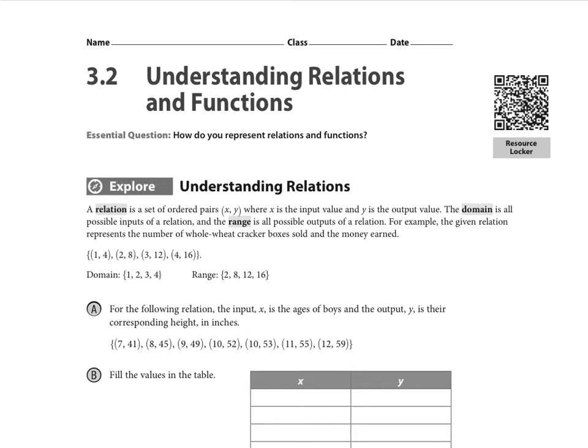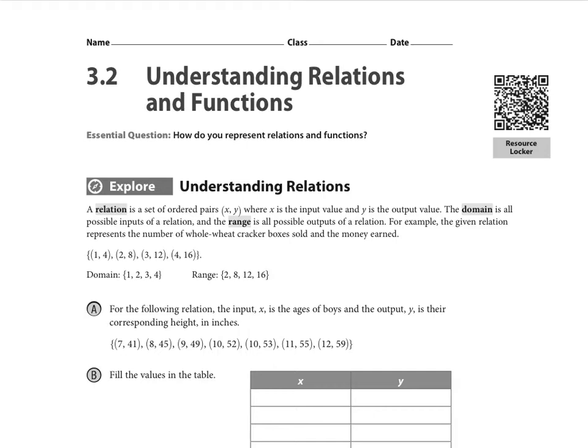Now a relation can be a function, but it doesn't have to be. A function must always be a relation. Okay, so remember that. If it says something is a function, then you know it's a relation. If it's a relation, you have to check if it's a function. Remember the x's are your domain, the y's are your range.